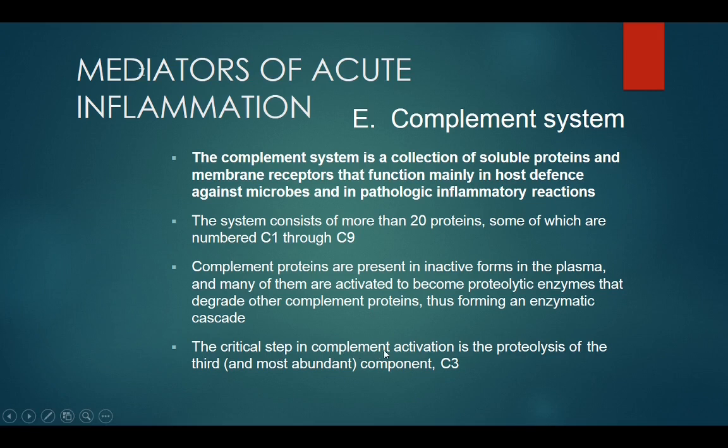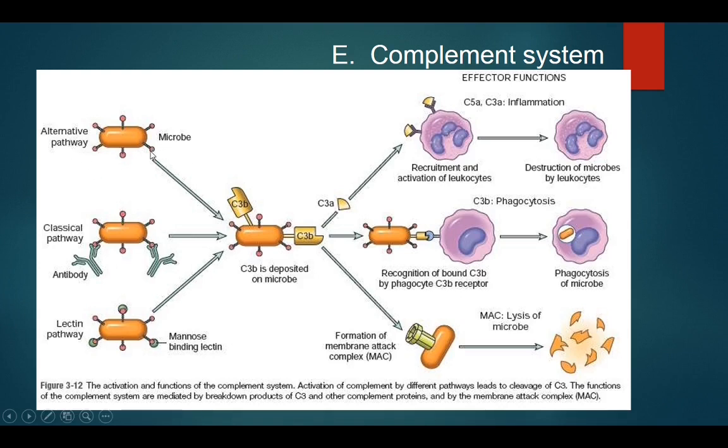The critical step in complement activation is proteolysis of the third component. So actually the most important thing is C3. It has to be broken into C3a and C3b. And C3b is the one which continues the reaction. This is the most important step which happens in complement activation. There are three pathways in this complement system: the alternate pathway, classical pathway, and lectin pathway. All of these have the ultimate aim of breaking C3 into C3a and C3b.